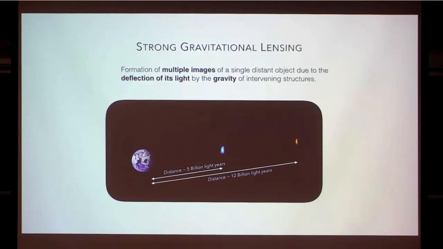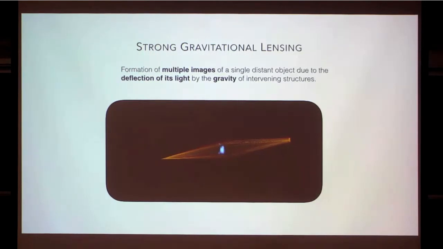In particular, something called strong gravitational lensing is the formation of multiple images of a single distant object due to the deflection of its light rays by the gravity of intervening things. So, for example, imagine here we are on the Earth. We're looking in that direction. There's a blue galaxy sitting there about 5 billion light years away from us. And then there is a red galaxy sitting right behind the blue galaxy, but much farther away, like 12 billion light years away. As the light rays of that background galaxy pass near the blue galaxy, they get deflected by gravity. So they come to us from different angles.